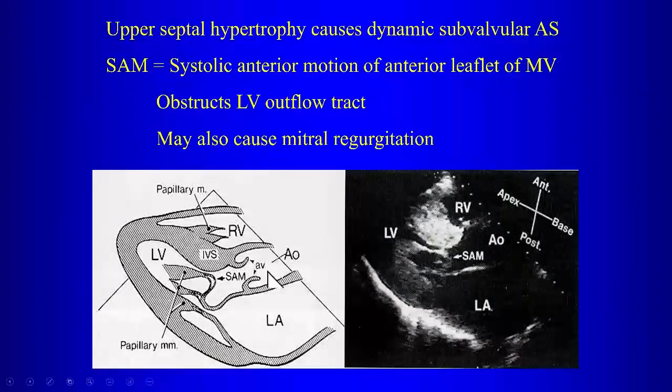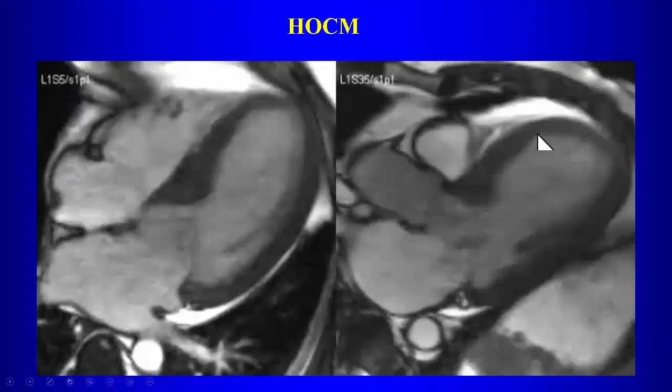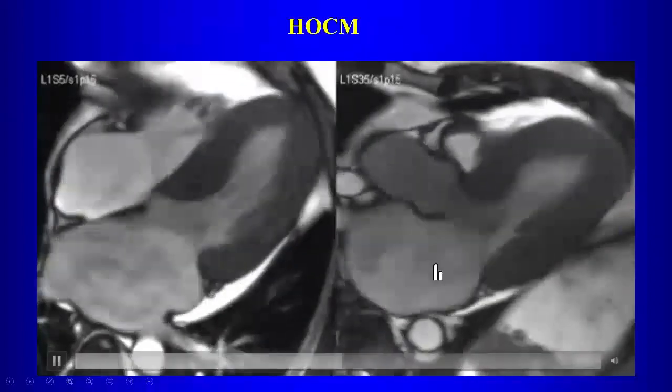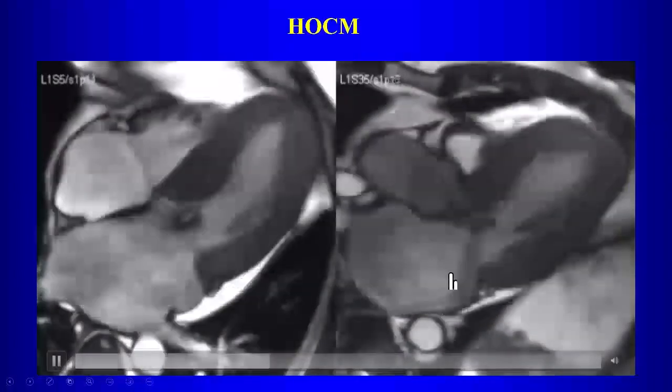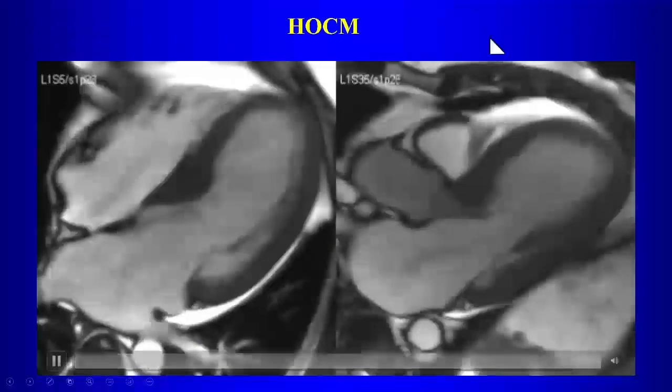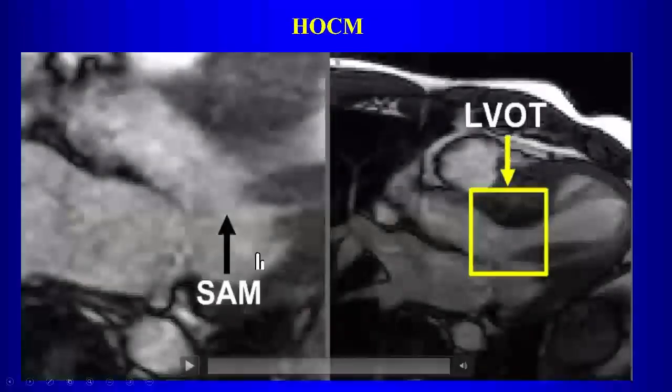When there is high velocity flow through the outflow tract, there's a Bernoulli effect, and it can suck the anterior leaflet of the mitral valve into the outflow tract, which further aggravates the outflow tract obstruction, but then leads to mitral regurgitation. So SAM, systolic anterior motion of the anterior leaflet of the mitral valve, results in mitral regurgitation. So subaortic stenosis, hypertrophy, and your bonus finding of mitral regurg from SAM.